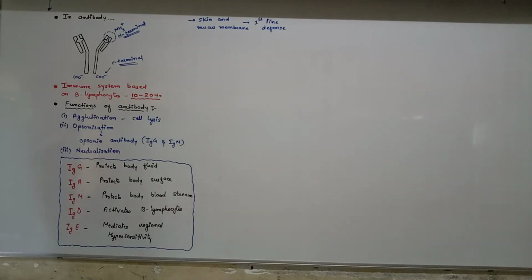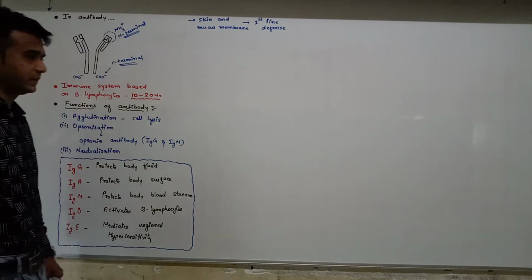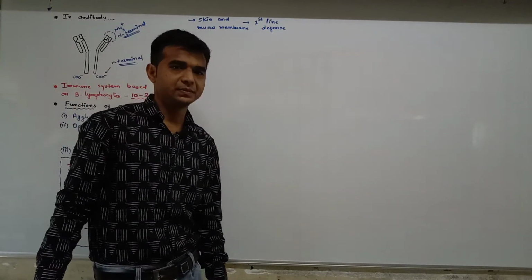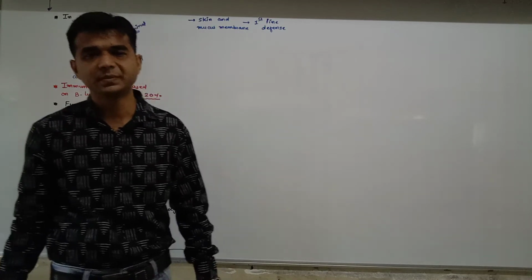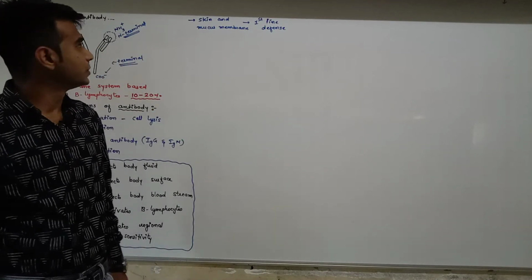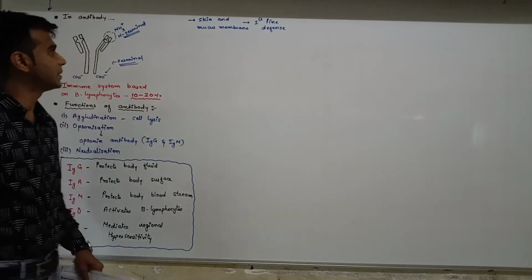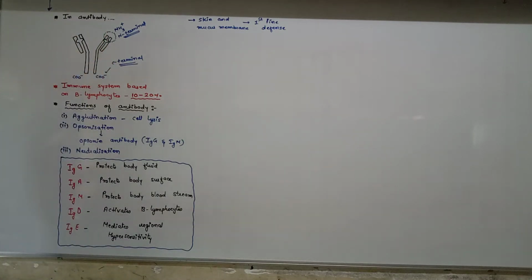Skin and mucous membrane are the first line defense. First of all, the antigen which is present for the first time meets the defense mechanism, that is skin and mucous membrane. So skin and mucous membrane are the first line defense.